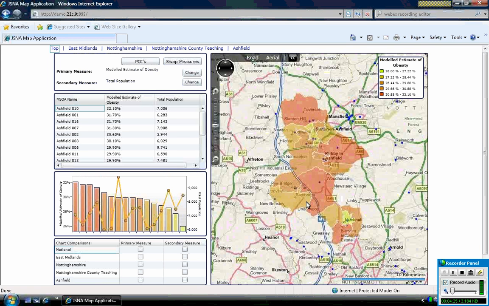So the purpose of this exercise is to deliver a very simple user interface where 3 or 4 clicks can take you from a national picture down to a pretty low level of granularity, and you can see the data in a fairly easy to consume mapping image.